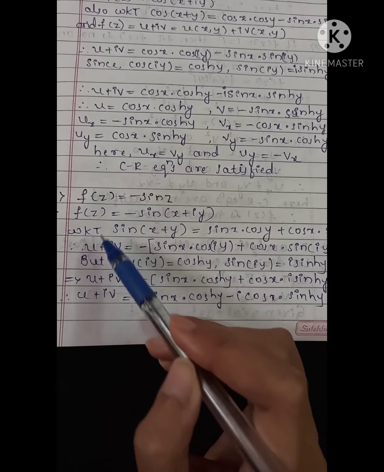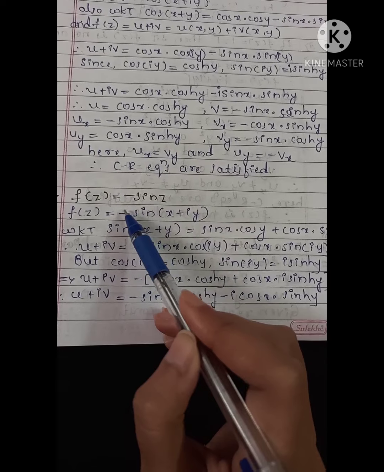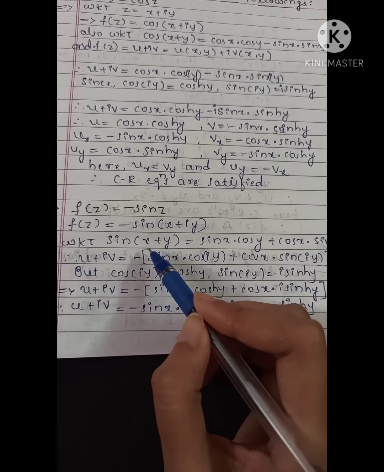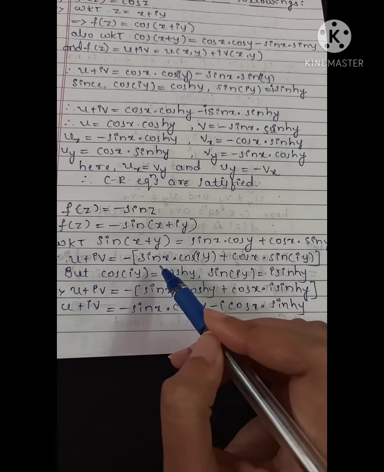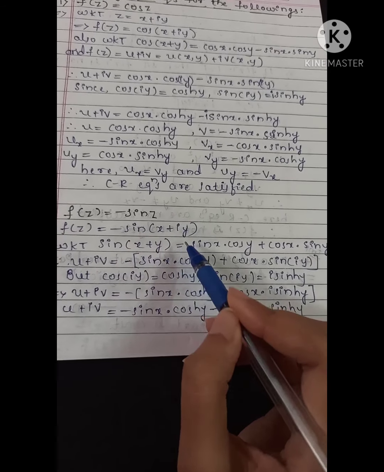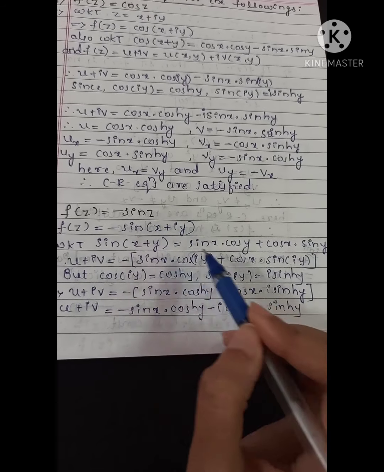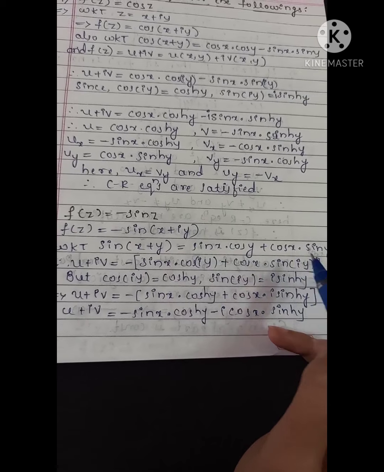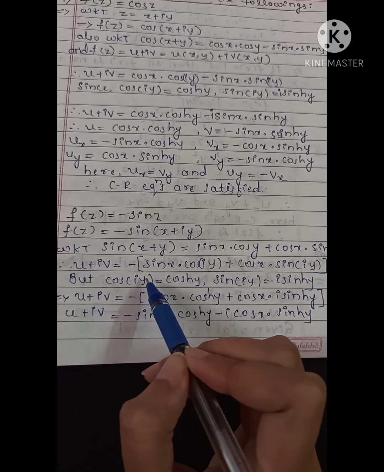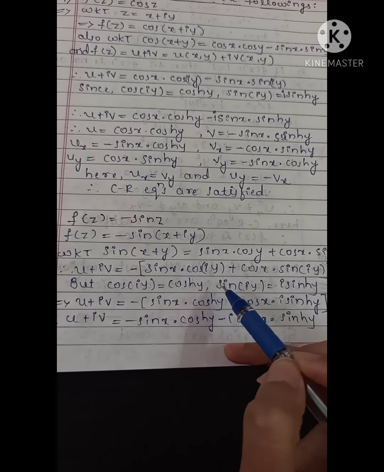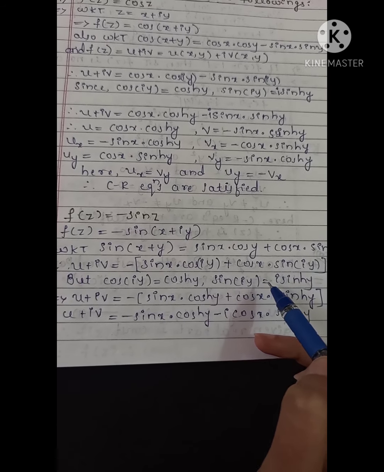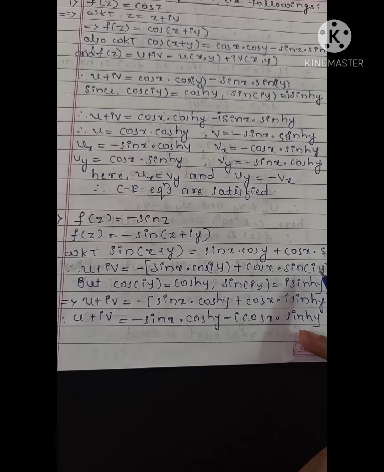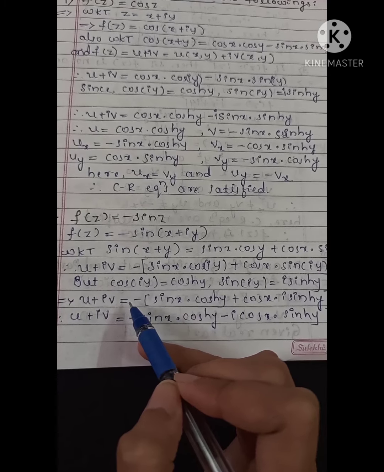Now replace f of z by u plus iv, which is equal to minus sin, keep it outside of the bracket, (sin x into cos iy plus cos x into sin iy). But cos of iy is equal to cos hyperbolic y, and sin of iy is equal to i times sin hyperbolic y.